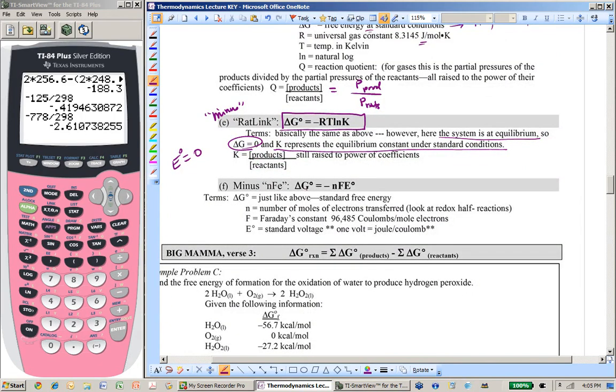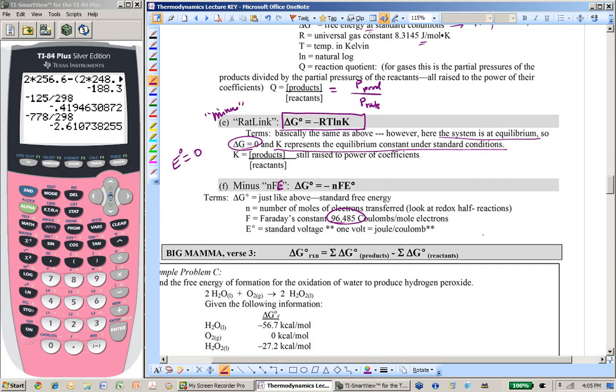So for minus nunf, delta G is equal to minus NFE, hence the name minus nunf, NFE. That really should look like that, because that almost looked like iron. I probably should fix that. Terms, again: the delta G is just like above, it's the standard free energy. N is the number of moles of electrons transferred. It's what you slash off when you're doing those redox half reactions. And then Faraday's constant, 96,500, 485 if you want to be picky, coulombs per mole of electrons. And E naught is the standard voltage.